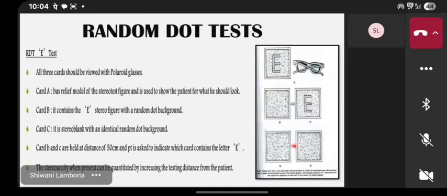And in the random dot test, there are 3 cards. This is the relief model to show what he should look for. Then it contains the E, and then it is blank. Both the cards are held at a distance of 50 centimeters, and the patient is asked to indicate which contains the letter E. The stereoacuity, when present, can be quantified by increasing the testing distance, and the depth perception is better at the nearer distance.